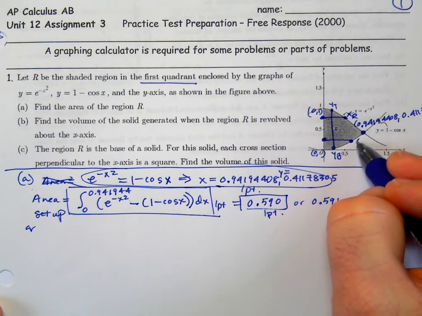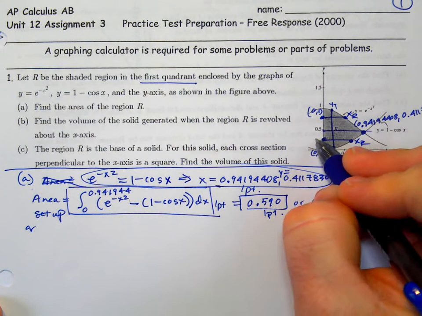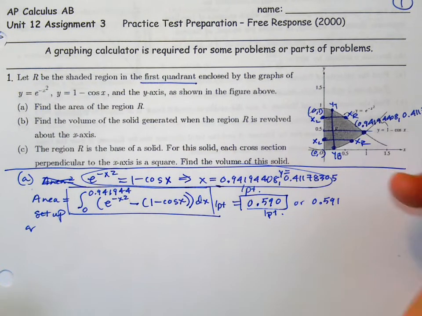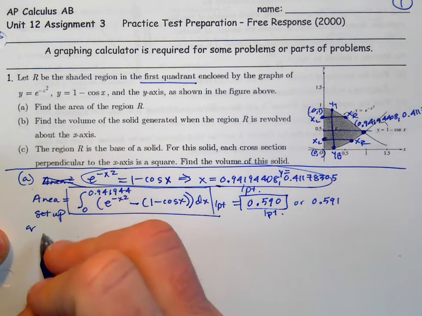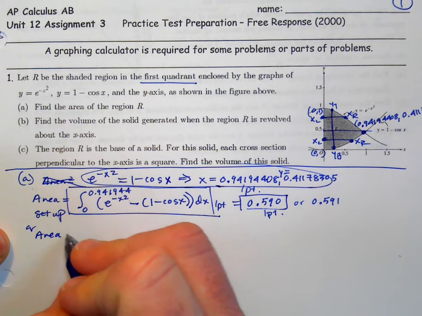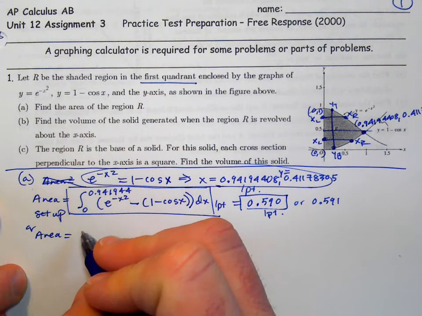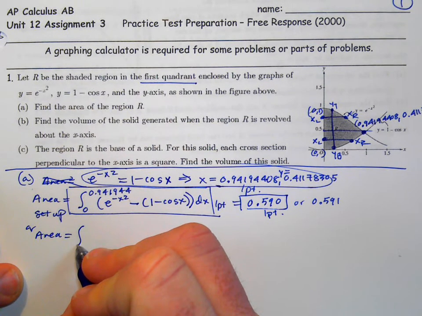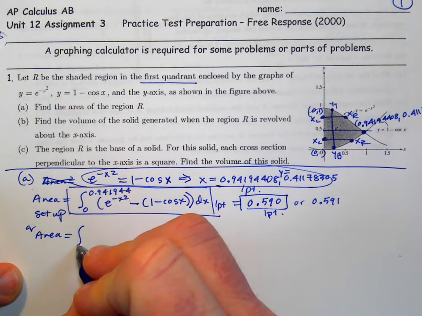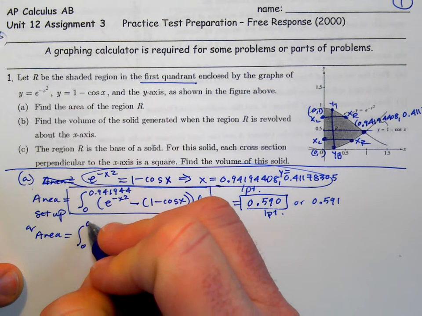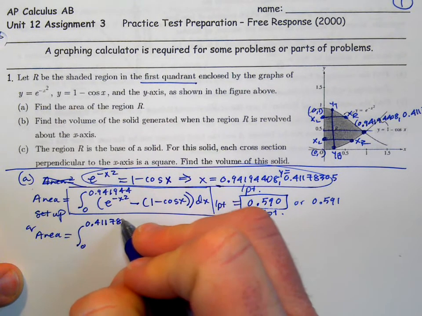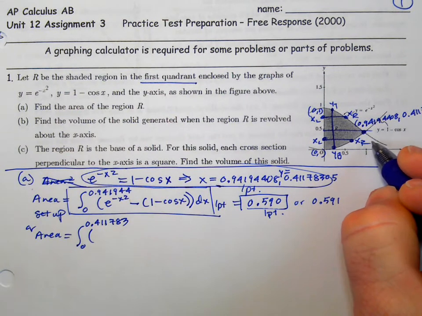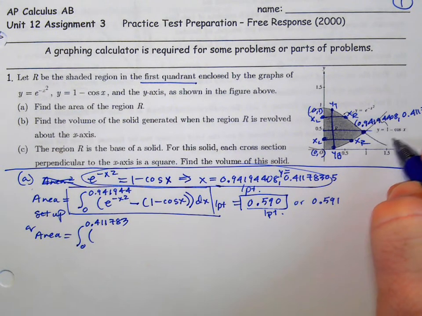X right, x right. Now, the thing that's a little more challenging for horizontal slices is that you're going to have to break them up at this intersection point. So to find the area with horizontal slices, which might be good practice, the first chunk is going to be 0 to the y value of the intersection, 0.411783. It's going to be x right. Now, x right, that's this cosine curve.